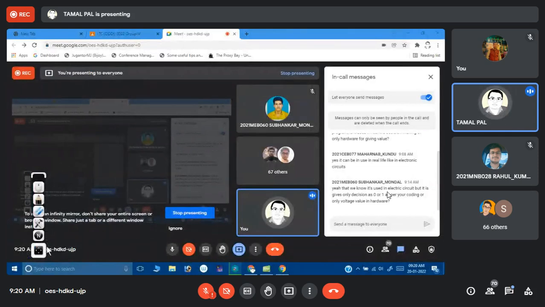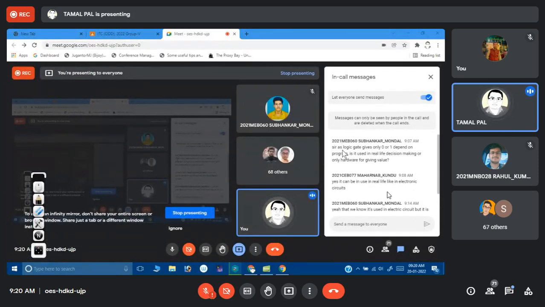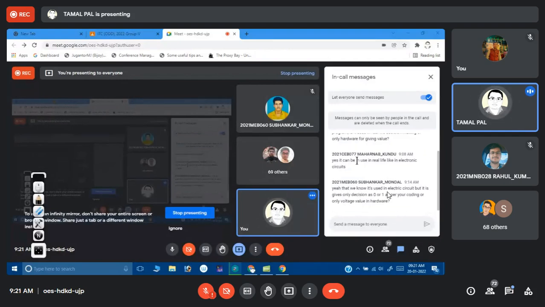Okay, one of you has posted a question. I know that a logic gate gives only 0 and 1 depending on the program, and is it used in real-life decision making, or only in hardware for giving values? Actually, it is a fundamental component of hardware. In real-life decision making, logic is used, these AND, OR, NOT gates are used for decision making. That is also true, but as a part of hardware, we also use logic gates. We know that it is used in electric circuits, but it gives a decision as 0 and 1, as per your coding and voltage. Okay, that is also okay.